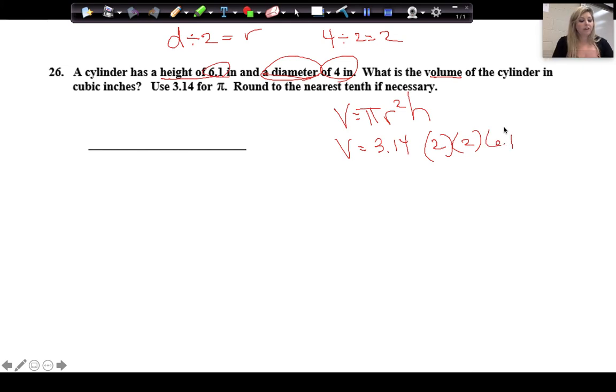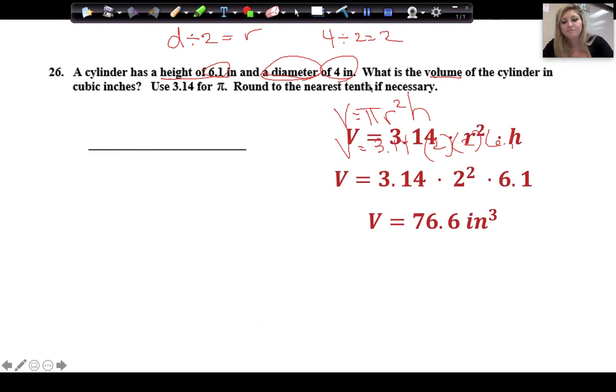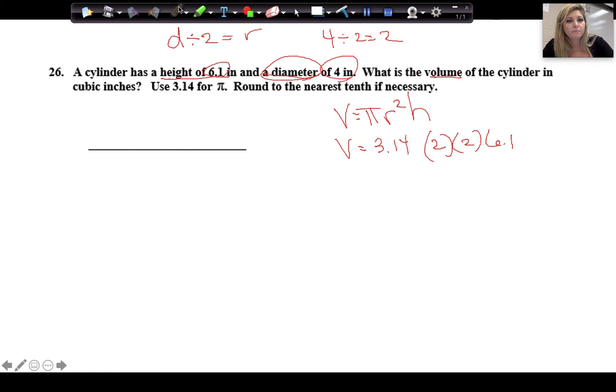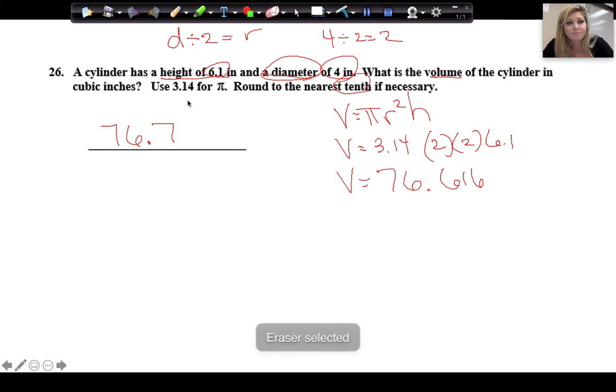And then you just use a calculator and punch these numbers in. So 3.14 times 2 times 2 times 6.1. Okay? So then you get 76 and 616 thousandths, and then we are rounding to the nearest tenth. So that is going to be 76 and 6 tenths. And we're talking inches cubed.